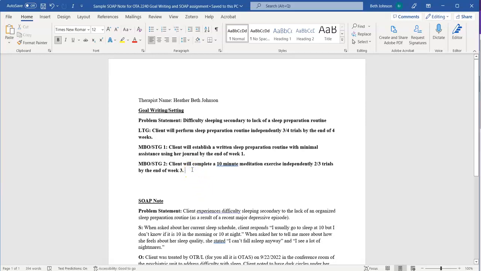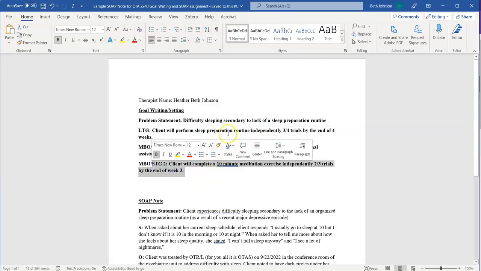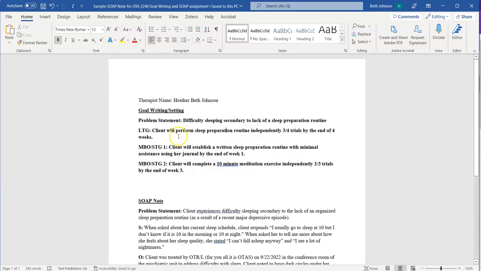Then your other short-term goal has a more typical specific condition. Client will complete a 10-minute meditation exercise independently 2 out of 3 trials by the end of week 3. The reason I chose a meditation exercise is because the meditation exercise can be a part of the sleep preparation routine. So her meeting this short-term goal will then lead to her ultimately meeting the long-term goal.